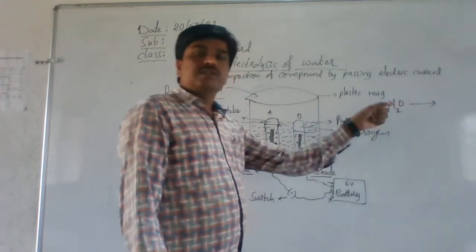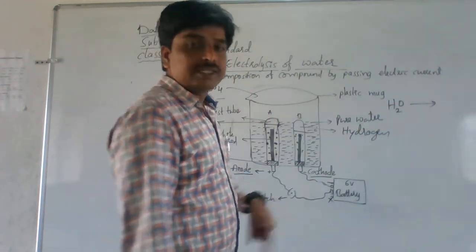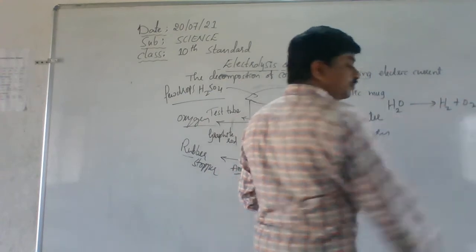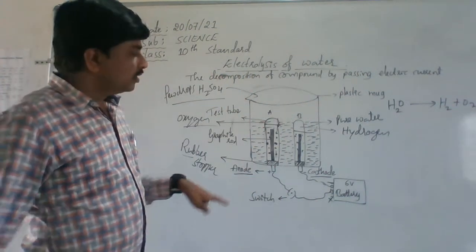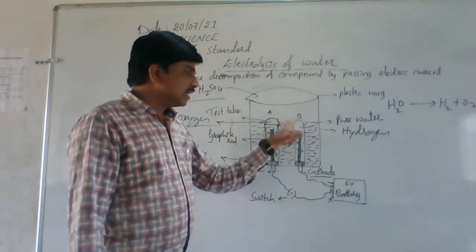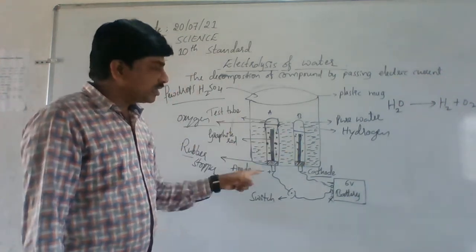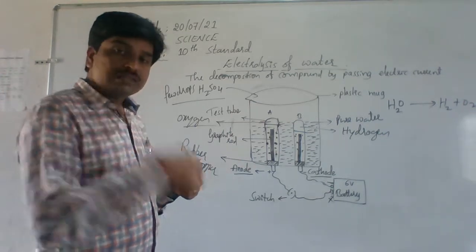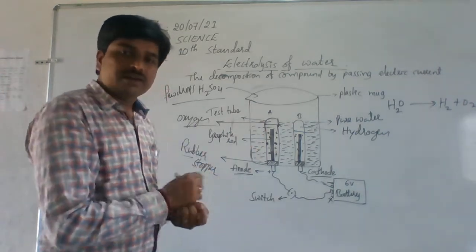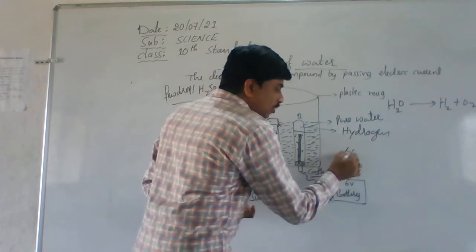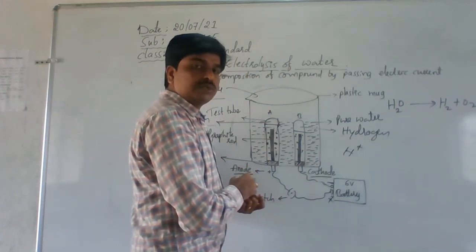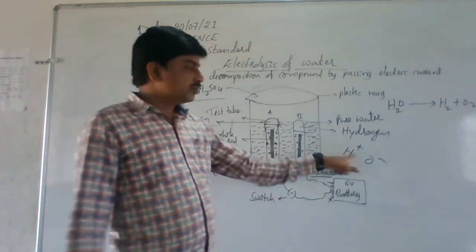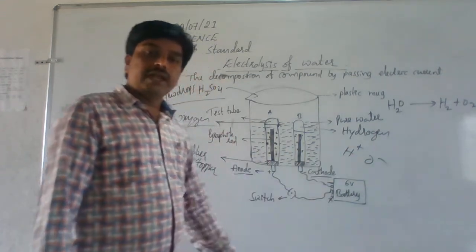When you break down this compound by passing electricity, it breaks down to form hydrogen and oxygen. The question is, sir, how is this hydrogen gas collected in the B test tube and oxygen gas collected in the A test tube? Remember one thing, when you pass the electric current through this acidified water, the water breaks into hydrogen positive ions and oxygen negative ions.